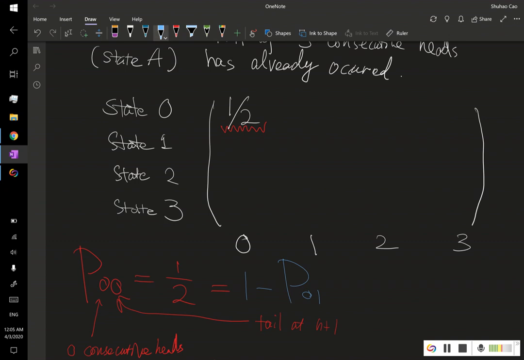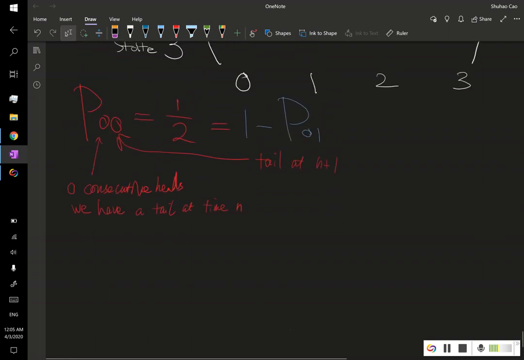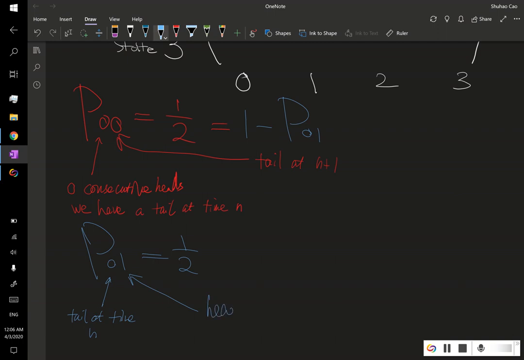Because it's equally likely to flip tail or head next time, so let me write down what's P01. P01 is basically still 1 half. And this is currently we have a tail at time n. And this 1 means we have 1 consecutive run of head. That means we have a head flip at time n plus 1. So this is 1 half.